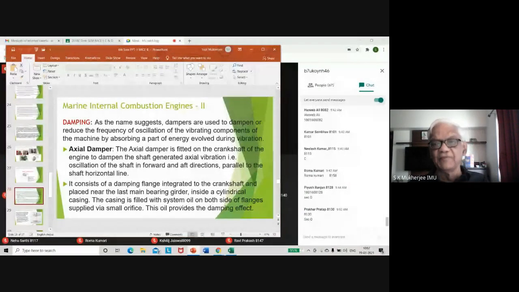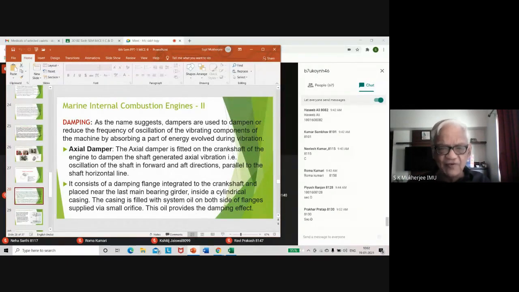Marine engineers are supposed to be very resourceful. Any situation that happens, they have the means to repair it with no help from outside, no help from shore, because shore is not available. Okay, so this damping, as the name suggests, dampers are used to dampen or reduce the frequency of oscillation of the vibrating component of the machine by absorbing a part of the energy during vibration. After all, vibration is energy, energy being manifested in the form of movement. Okay, so this energy has to be absorbed.